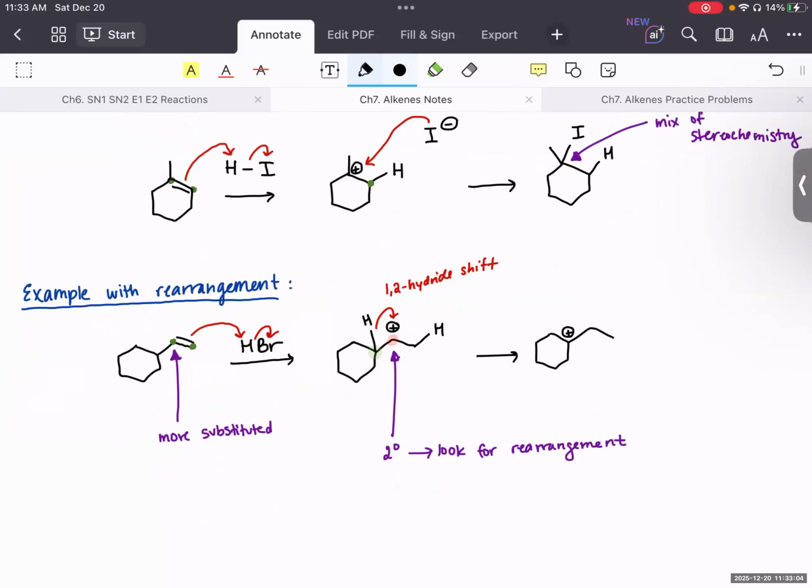Then finally, our last step is going to be that bromine that we formed from the first step coming back in and attacking that carbocation and forming a bond there. Again, we don't want to show stereochemistry here because that bromine can come in from either the top or the bottom of that planar carbocation.